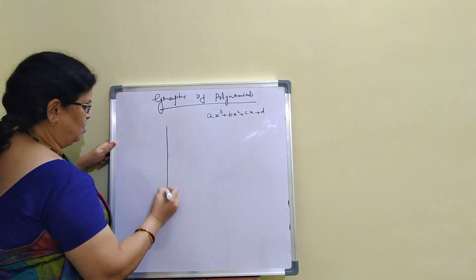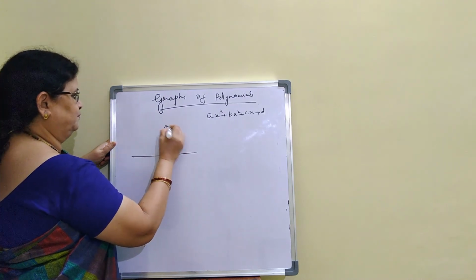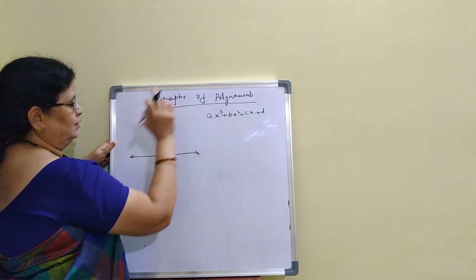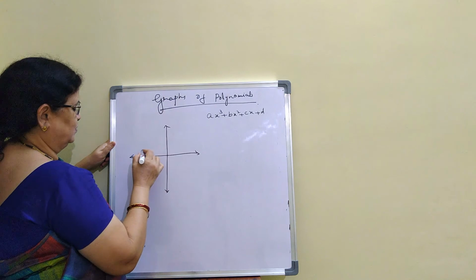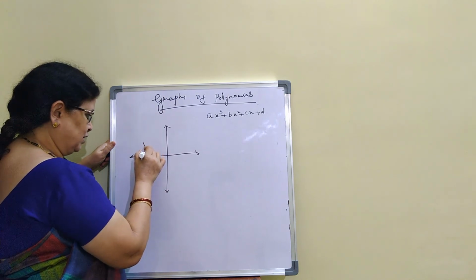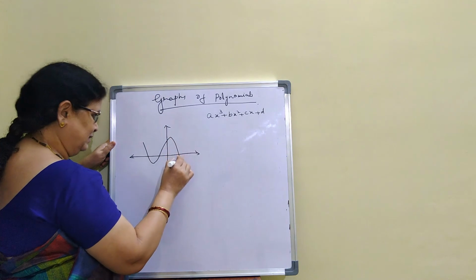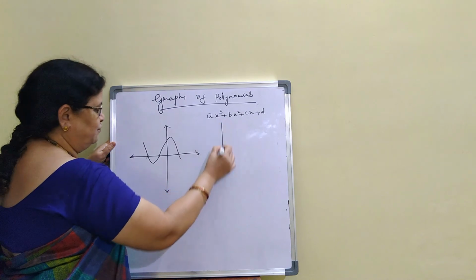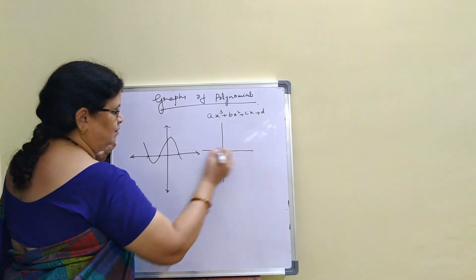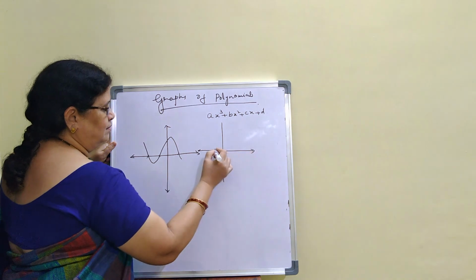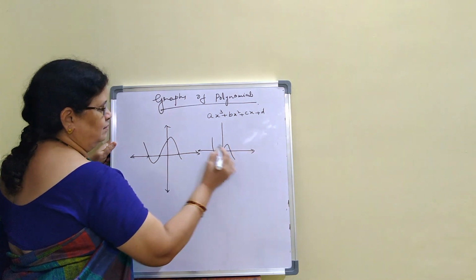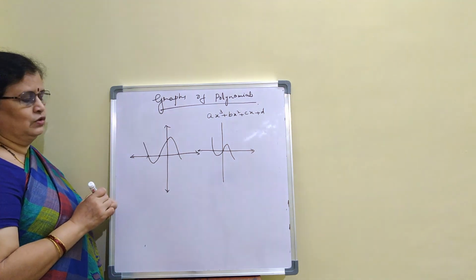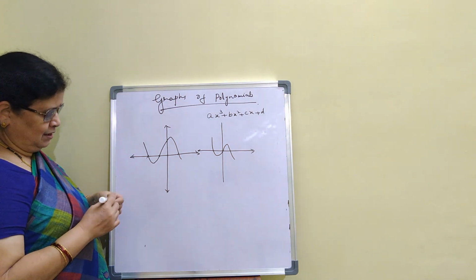Now, if I draw a graph for this, what did I say? We should get at most 3 values if it is a cubic polynomial. So the graph should cut the x-axis at 3 points, like this. The graph can also be like this, passing through the origin. So like this we get 3 solutions for a cubic polynomial.